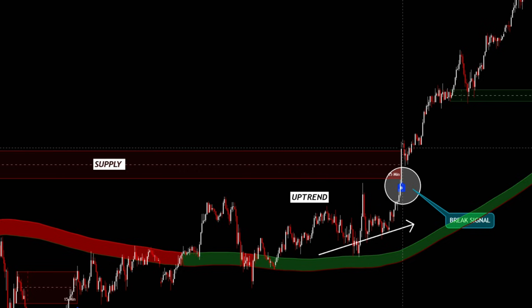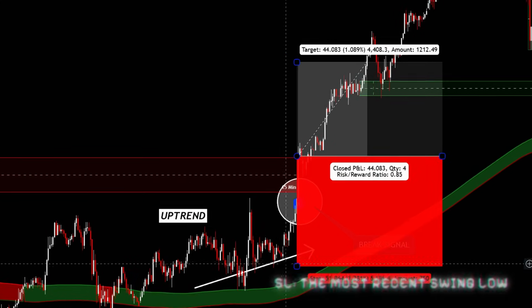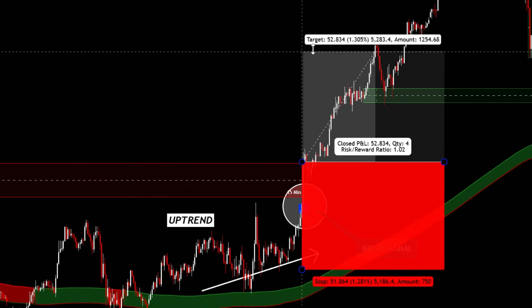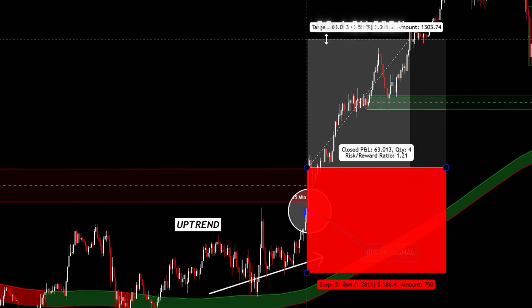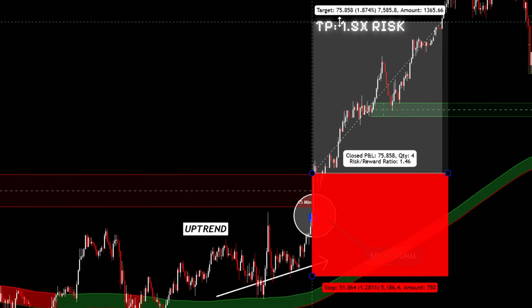The buy entry is taken on the close of the trigger candle after the break signal appears. The stop loss goes below the most recent swing low, so risk stays defined. Everything stays mechanical. The target is set to 1.5 times the risk of the trade. No guessing, no moving targets, no emotional exits.